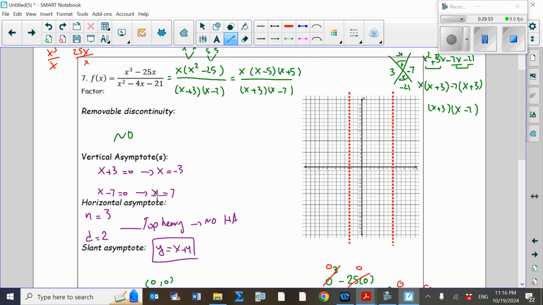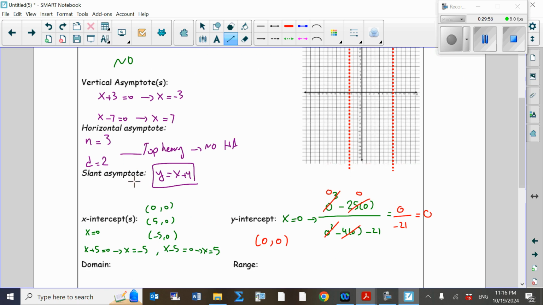There's no horizontal asymptote, but we have a slant asymptote. How do I graph that? We know that this is the slope. Basically, the coefficient of x is the slope, and the number here is the y-intercept, because the general form of a linear function is mx plus b. m is the slope, b is the y-intercept. So m is 1, b is 4.